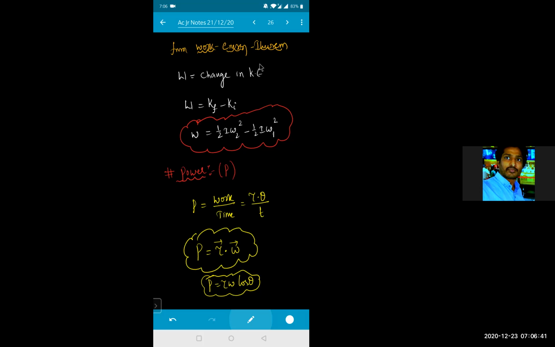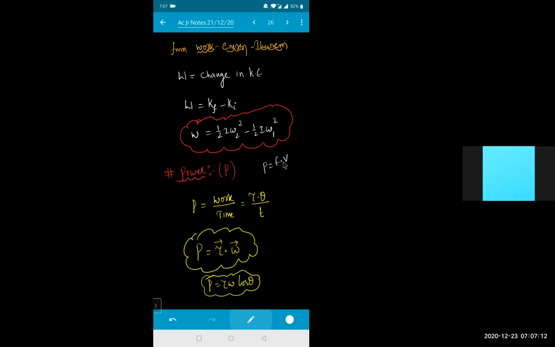Next one is power. What do you mean by power? Power is equal to work divided by time. Work, how much we got just now? Tau into theta. Displacement by time is velocity, and in rotational mechanics that velocity is known as angular velocity. So power is equal to tau into omega. Like in mechanics, we write power is equal to force into velocity.